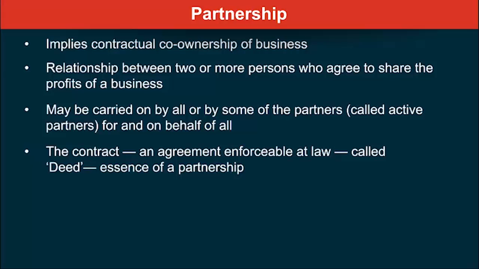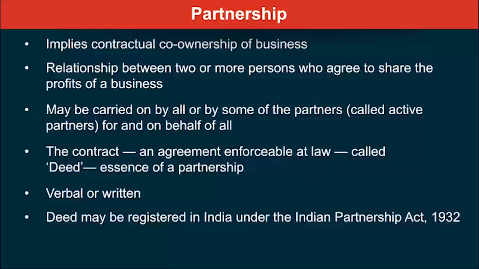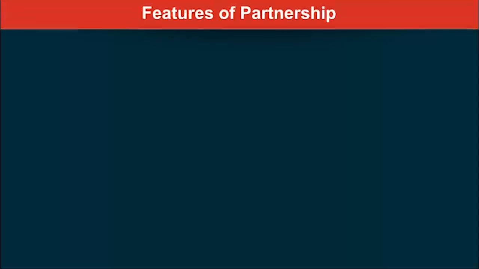That is your key of partnership. The basic key of partnership is the agency. That is, one partner is working for the benefit of all. One partner becomes an agent for the other. So that is called the mutual agency. We'll come to it in a minute. A verbal or written agreement could be there. It is not necessary that it's a written agreement. It may be registered in India under the Indian Partnership Act. When I say it may be registered, it may not be registered also. May includes may not.